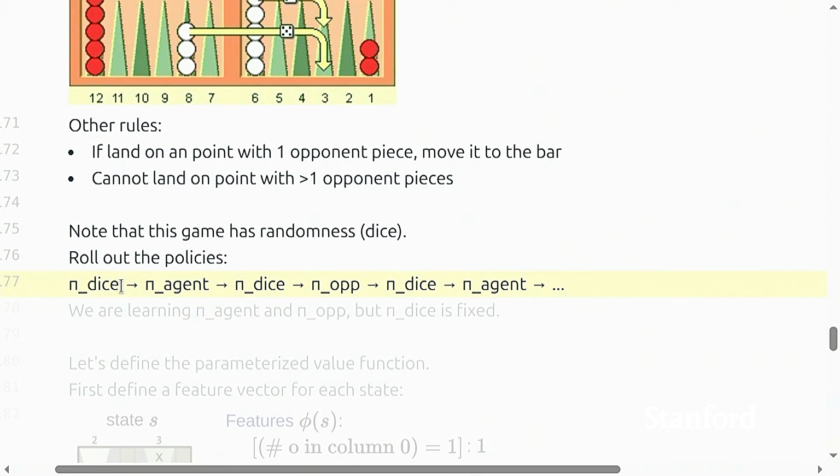The reason that the dice has to be before the pi agent is because the agent's move depends on what the outcomes of the dice were. So when we do TD learning for backgammon, we are trying to learn pi agent and pi op at the same time. Remember, this is self-play, but pi dice is fixed. If you were in a cruel world, then you could also play against adversarial dice, but I imagine that would be a much harder game to win.